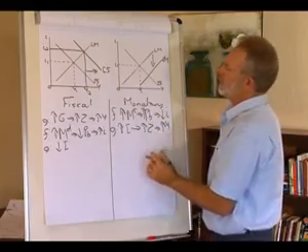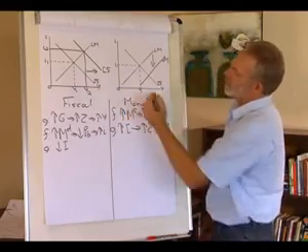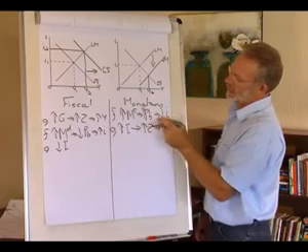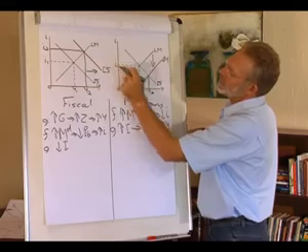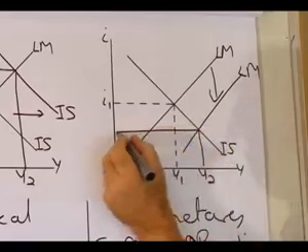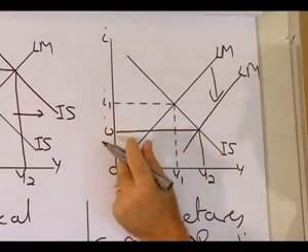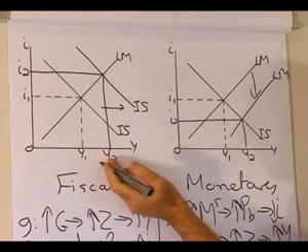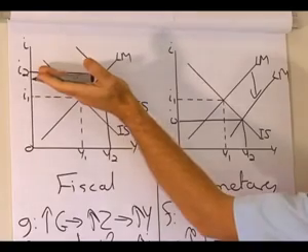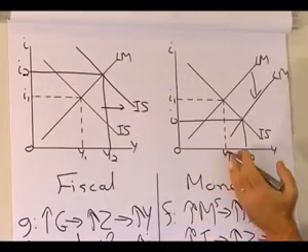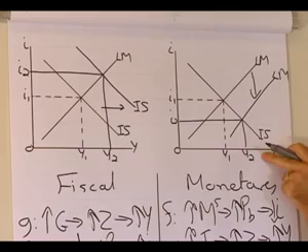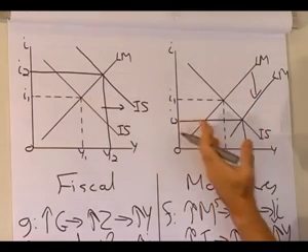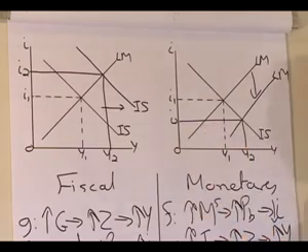So with monetary policy, we have an increase in output level of production to Y2, and the interest rate decreases from I1 to I2. So with fiscal policy, we see level of production increase and the interest rate increase as well. But with monetary policy, we have an increase in level of output, but the interest rate decreases.